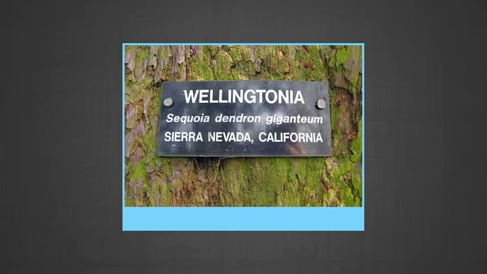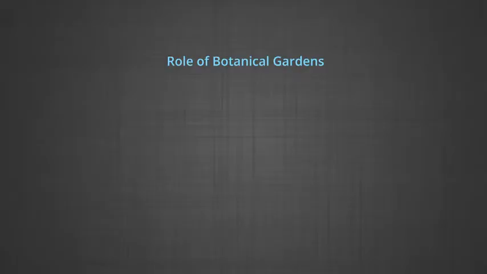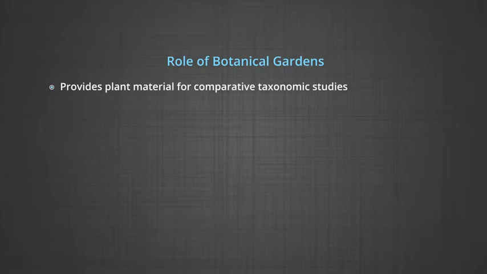In botanical gardens, each plant in the garden is defined with a scientific name and family mentioned on the label. International Association of Botanical Gardens was established in 1962, which published International Directory of Botanical Gardens in 1983. The role of botanical gardens. Number one, it provides plant material for comparative and taxonomic studies.